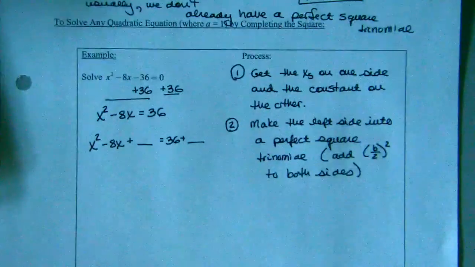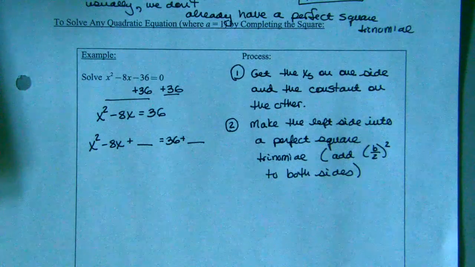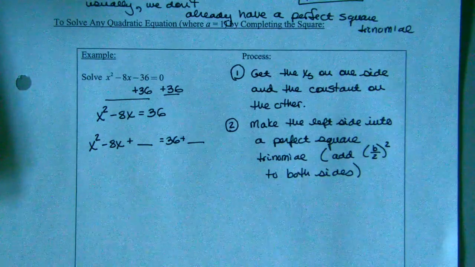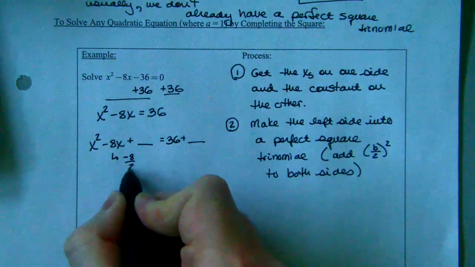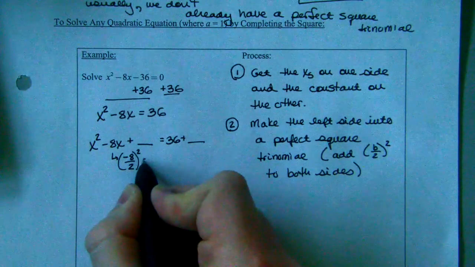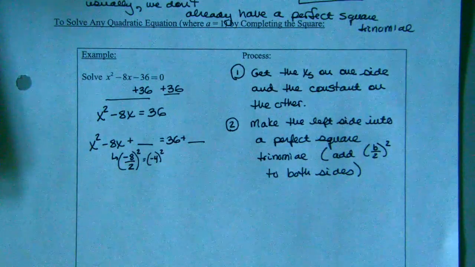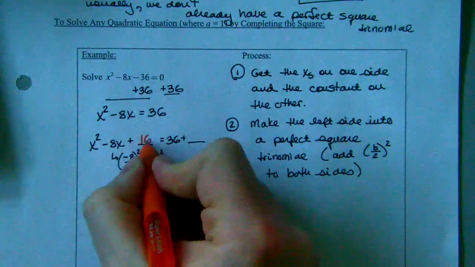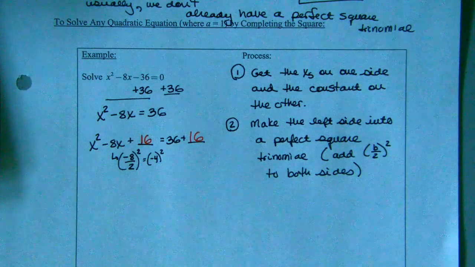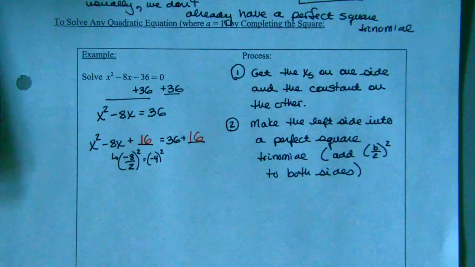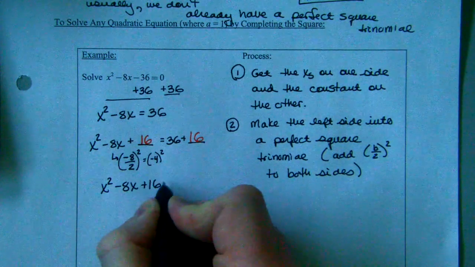I'm going to give you a moment to get caught up with copying that down. So I've got to figure out what to add. I need to do half my middle number, and I need to square it. Half of negative 8 is negative 4. Square it, you get 16. I'm going to stick a 16 on the left and a 16 on the right. This now becomes similar to problems that we would have seen on the top of this page. I've got x squared minus 8x plus 16 equals 52.